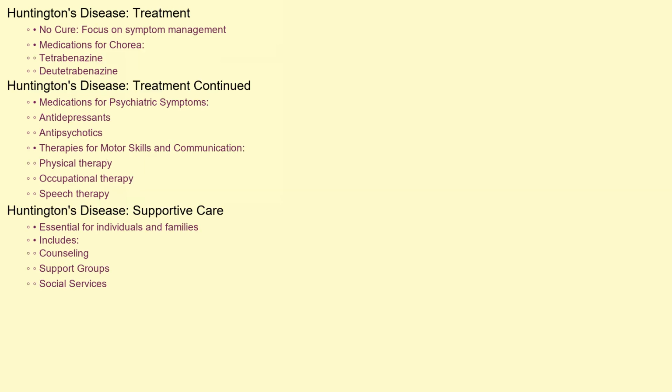Currently, there is no cure for Huntington's disease. Treatment focuses on managing the symptoms and improving the quality of life. Medications are available to help control chorea, such as tetrabenazine and deutetrabenazine. Other medications, like antidepressants and antipsychotics, can help manage psychiatric symptoms. Physical therapy, occupational therapy, and speech therapy can help improve motor skills, maintain function, and address communication difficulties. Supportive care, including counseling, support groups, and social services, is essential for both the individual with HD and their family members.